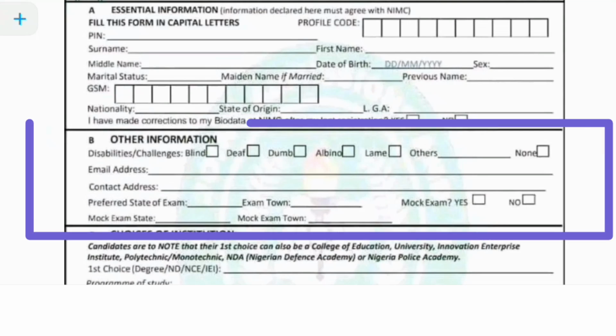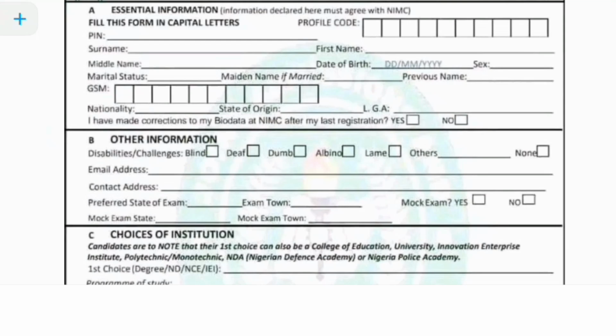So the next part is other information. For other information, disabilities, that's the first part, or challenges. You have to indicate the relevant disability, blind, deaf, dumb, and so on. But if you don't have any disability, just tick none. Email address, also very important. You have to type your email address very carefully. Any mistake here can cost you login issues in your JAMB portal.